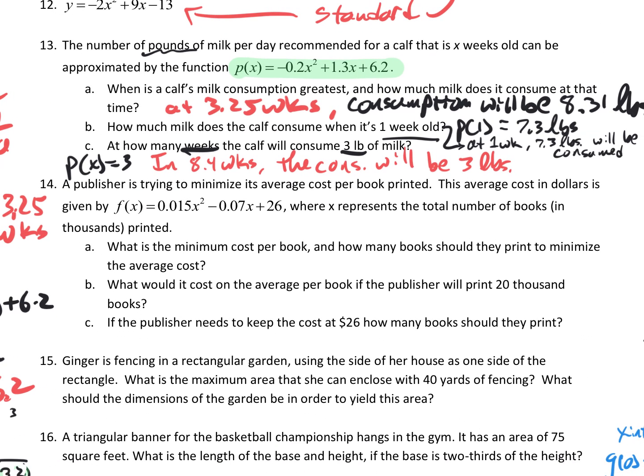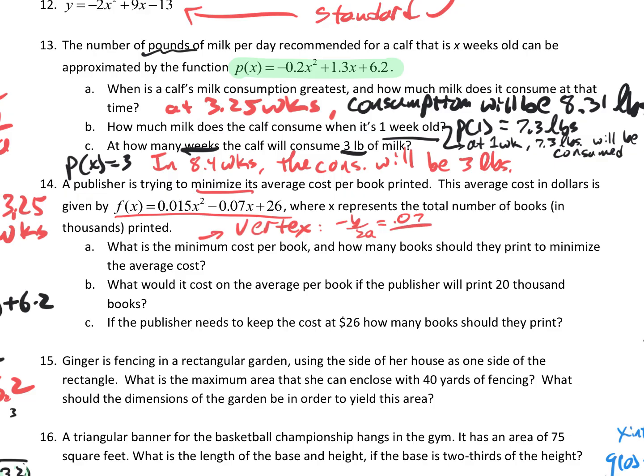All right, so let's look at another one here, another application. A publisher is trying to minimize the average cost per book. So we want to minimize, and that happens at the vertex. The average cost comes from this function. We want to find the minimum, so we want to find the vertex. The vertex is at negative b over 2a, right? And so negative b over 2a is going to be negative, because there's a negative here.